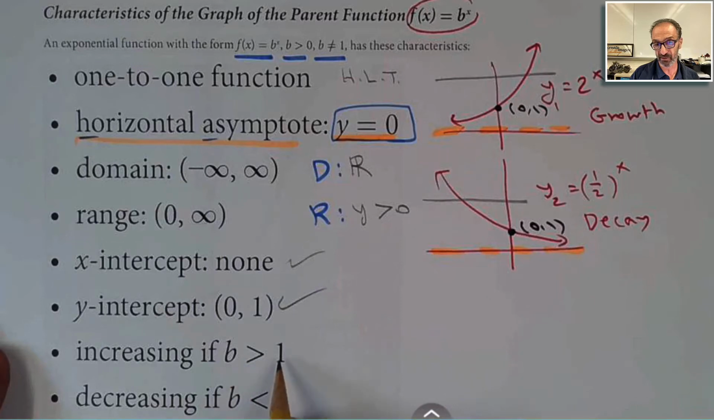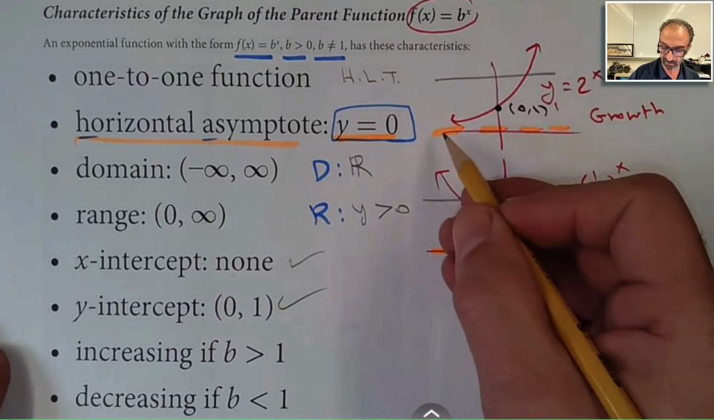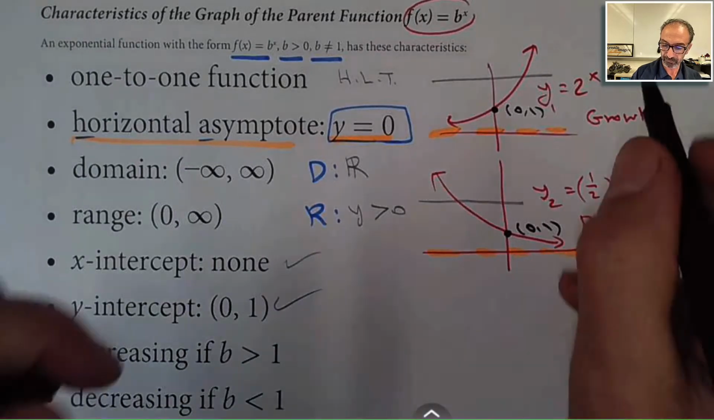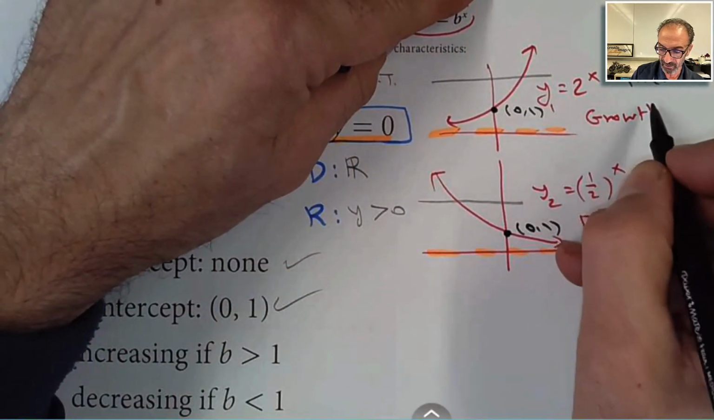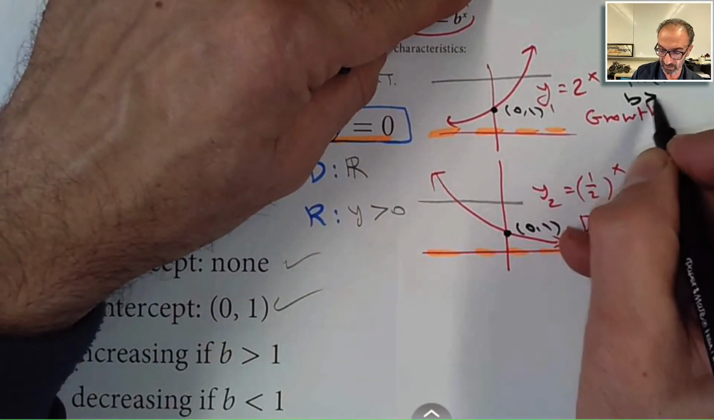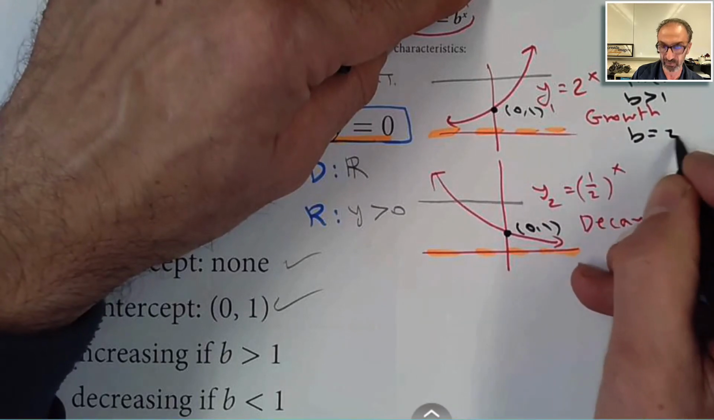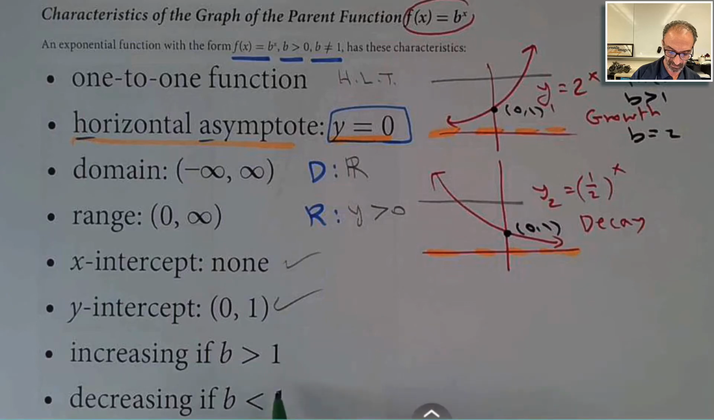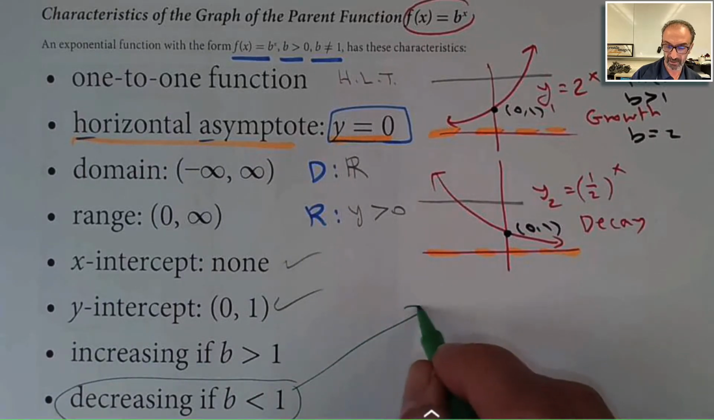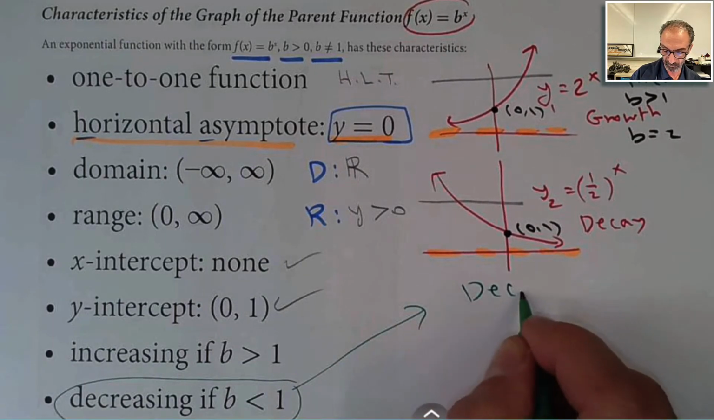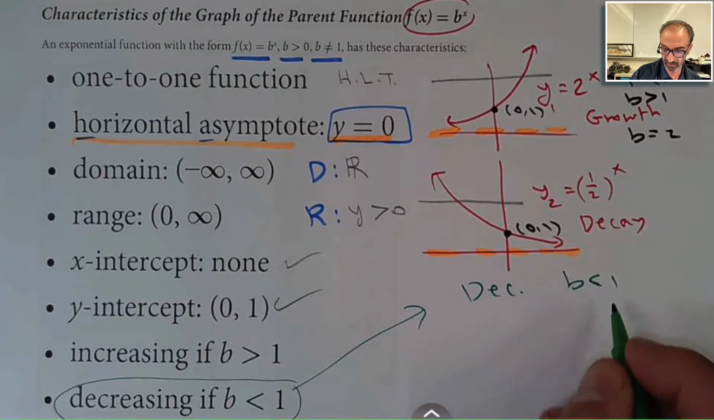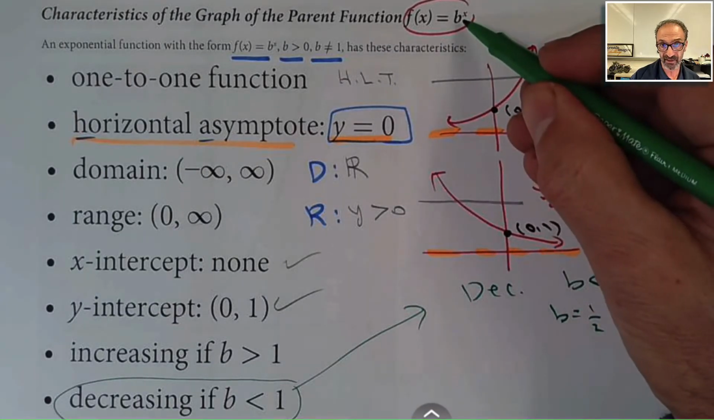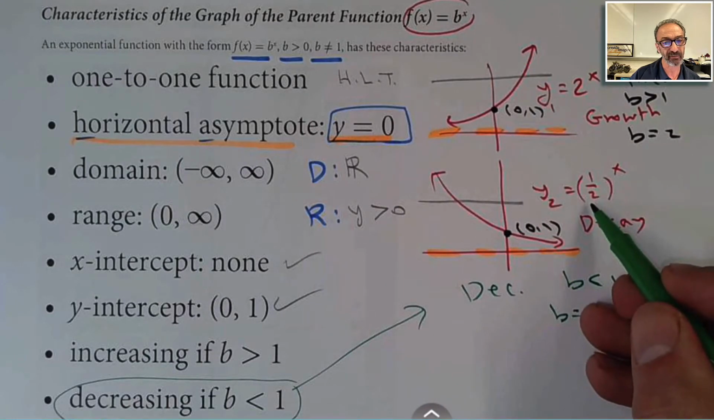Increasing if b is greater than 1. This is called increasing, and since b is greater than 1, b is equal to 2. This one right here is decreasing, since b is less than 1, and b in this case is half. That b is the base, that b is half right here.